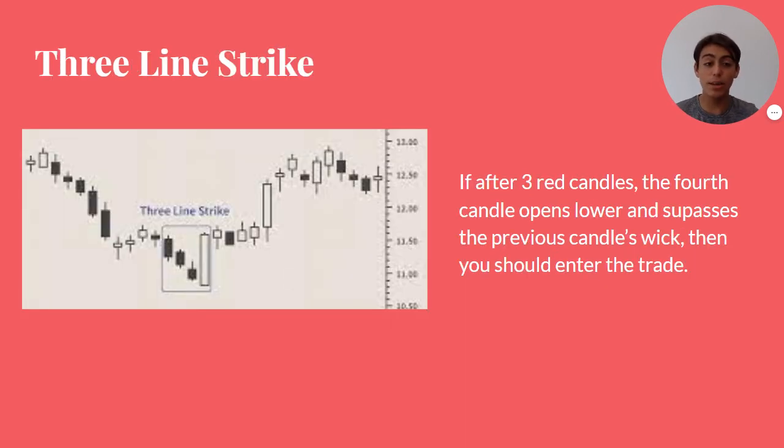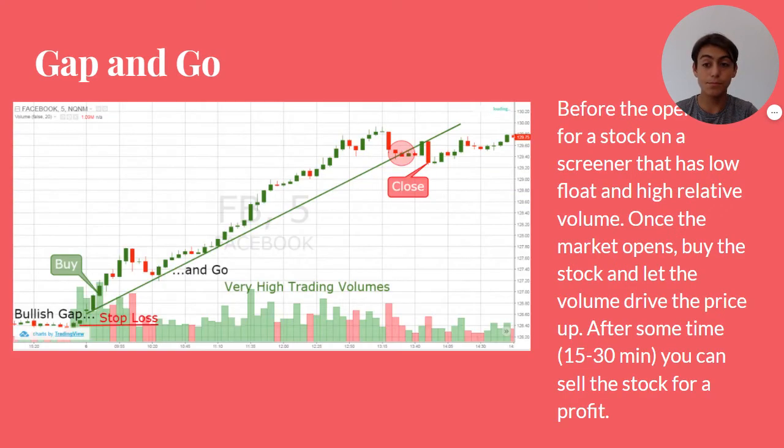The three-line strike. If, after 3 red candles, the fourth candle opens lower and surpasses the previous candle's wick, which is right around here, then that is the perfect place to enter a trade. The price has just come down, so you're not buying it at the high, and since other people know about this strategy, they will be entering at the same spot as you, meaning that the volume is increasing, ergo, the price will increase.